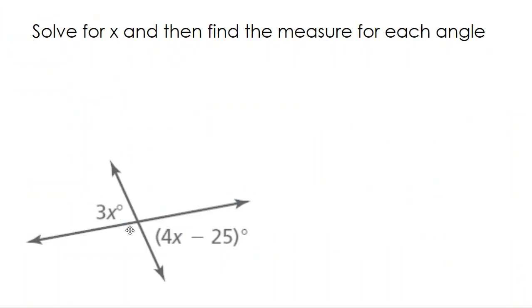So here I have a pair of vertical angles, and they have variables inside of them. Well, now that I know vertical angles are equal to each other, I can set these two expressions equal to each other and then solve for x. So I have 3x as one angle, and I know that equals the same thing as the one across from it, which is 4x minus 25.